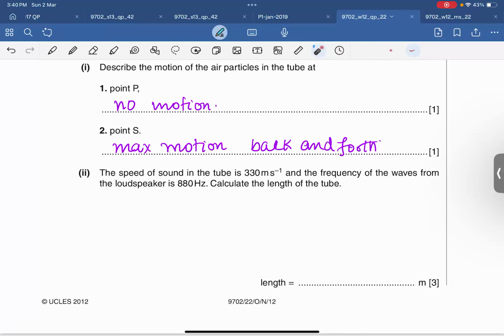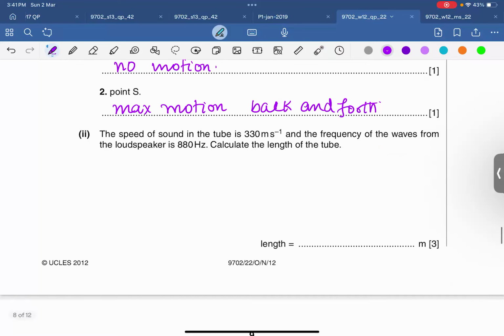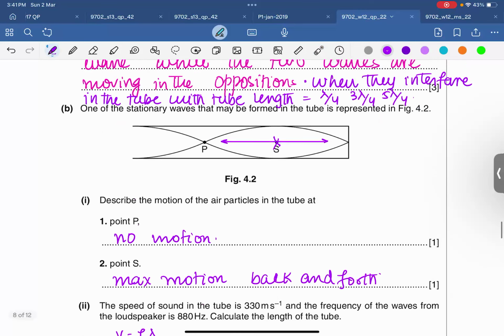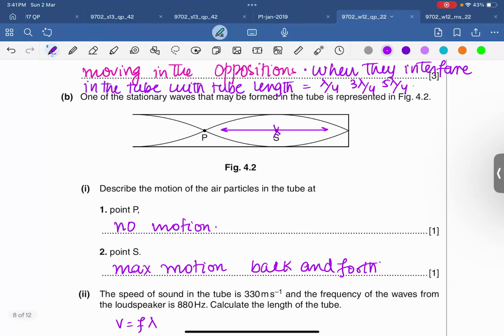The speed of sound in the tube is 330 meters per second and the frequency of the waves from the loudspeaker is 880 hertz. Calculate the length of the tube. Can you find this out? This length is equal to 3/4 lambda, right? Very good. I didn't memorize that, I just thought of this as half a wavelength and the open end as a quarter. Very good.